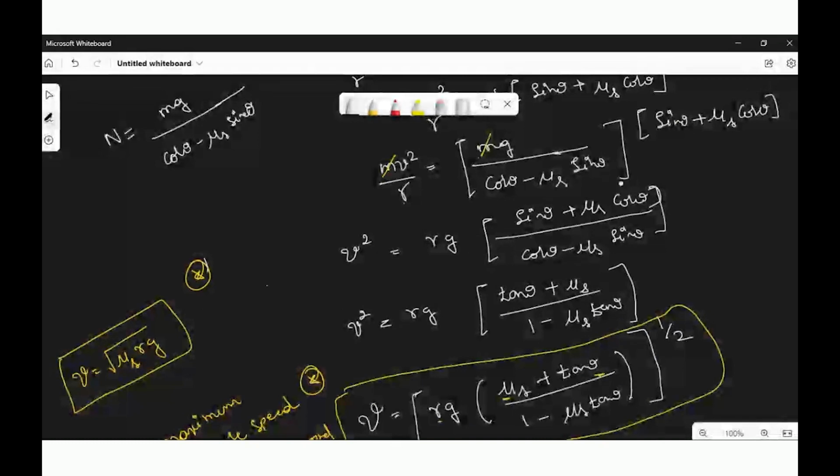So here, this one step you should remember. You divide throughout by cos theta, for each and every term, to the numerator and denominator, so that you are not altering the value.